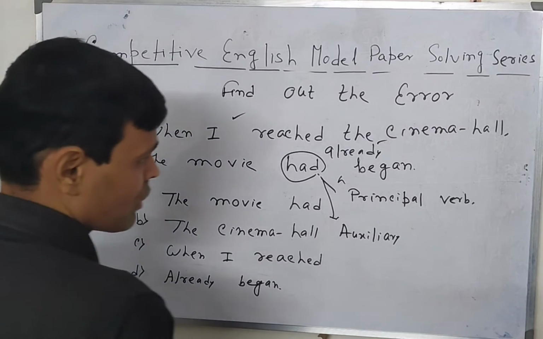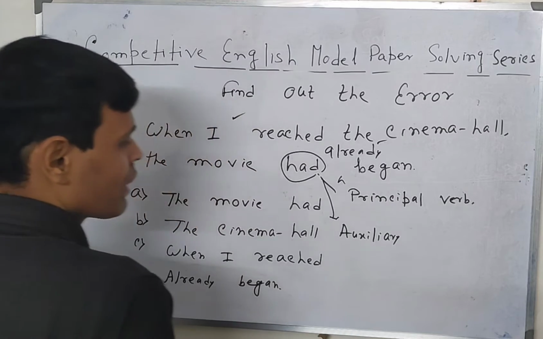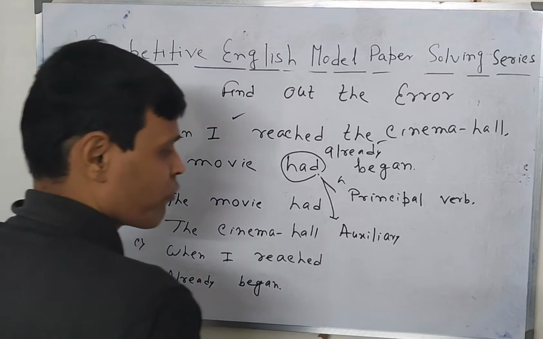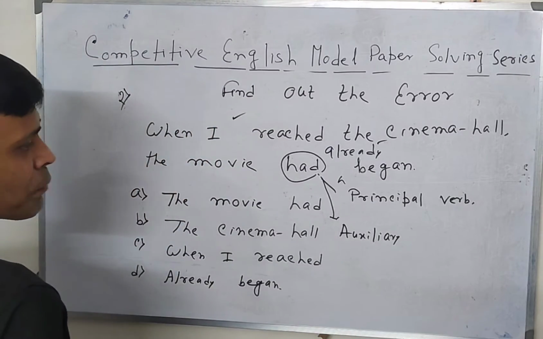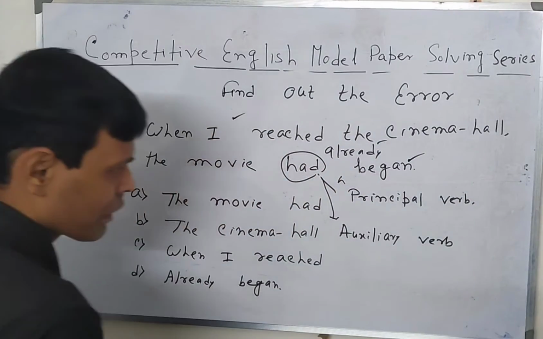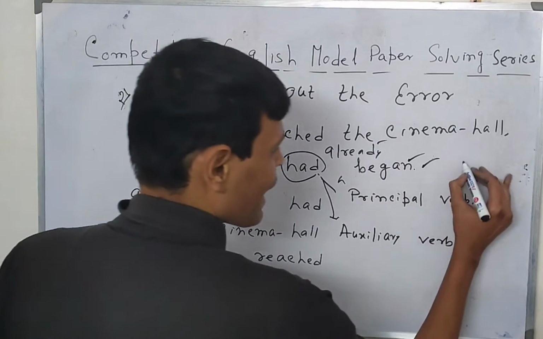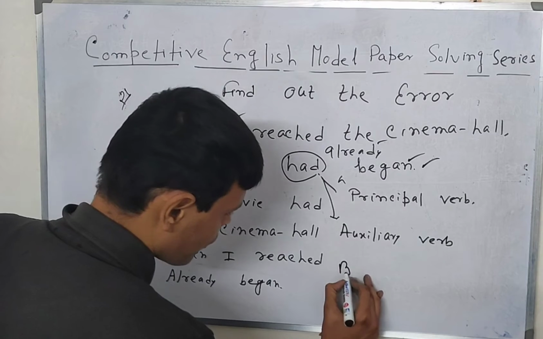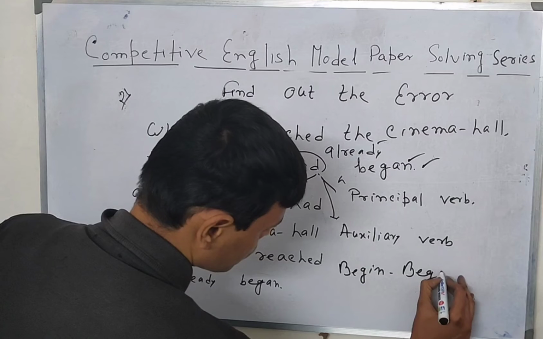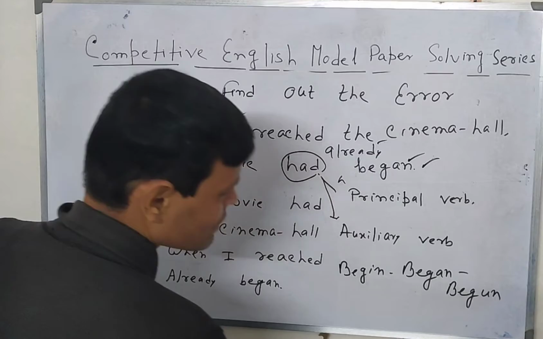Although in the hardcore part of English grammar, you will find that had is mainly functioning as the auxiliary verb. But in some cases or in many cases, we will find that had is functioning as the principal verb. So auxiliary verb, this is the main verb. It must be in the third form. This means begin, began, begun. This is the form. Begin, began. Okay. So this will be the answer.